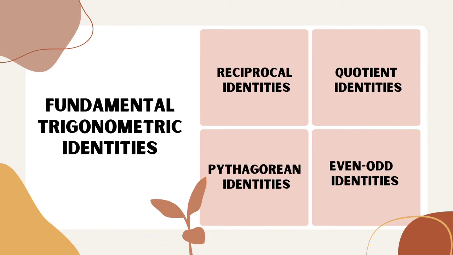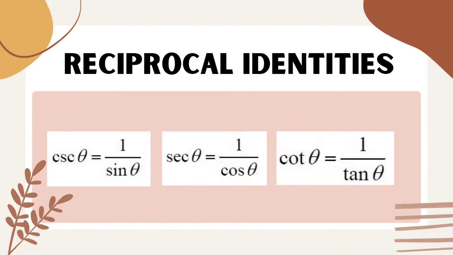There are different trigonometric identities. First, reciprocal identities; second, quotient identities; third, Pythagorean identities; and the last one, even-odd identities. So let us tackle first the reciprocal identities. Under the reciprocal identities, we have cosecant theta is equal to 1 over sine theta, secant theta is equal to 1 over cosine theta, and cotangent theta is equal to 1 over tangent theta.